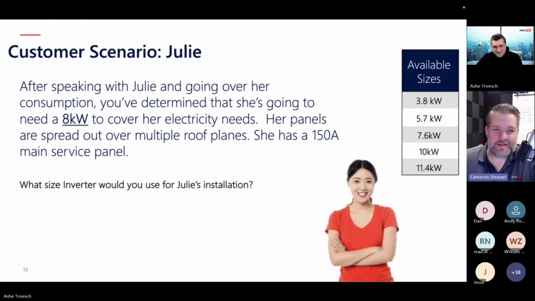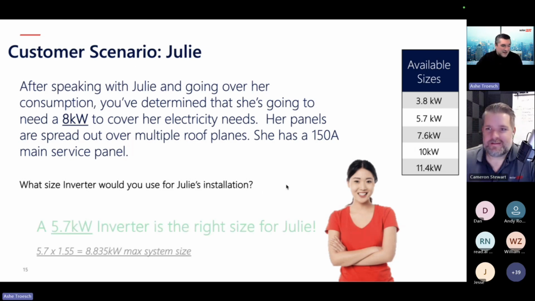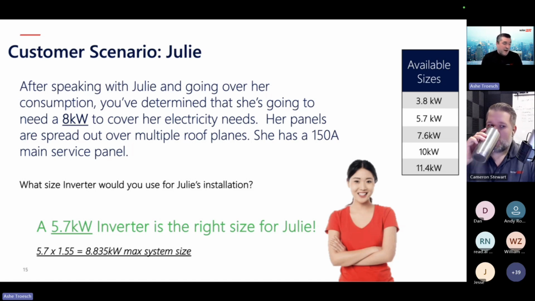I see a lot of 5.7s and 7.6s. Yeah, absolutely. So I think that I saw the first correct one come in from Michael. So Michael, you're going to be taking the swag in this case. A 5.7 inverter is going to be the right size for Julie. So with the details, we know we can oversize that 155%. We take the 5.7 times the 1.55. We know that gives us a max system size of 8.835. And what that means is that we can go up to that 8 kilowatt on the 5.7 inverter. So great answers, team. Awesome job. Moving on to our second scenario.